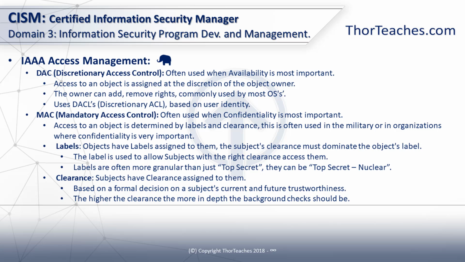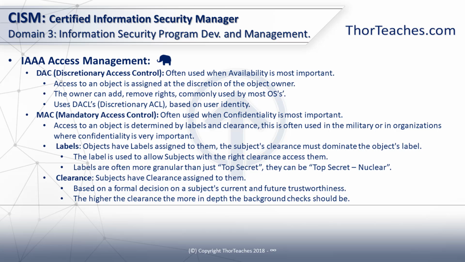So the objects have labels. The subject's clearance must dominate the object's label, meaning it must be higher or equal to. And we use the labels to allow our subjects with the right clearance to access them. But they are often much more granular than just top secret. They can be top secret nuclear, submarine, or something like that. Sometimes, even if you have top secret, you might not be able to access secret because either we don't want the lower level information to contaminate your knowledge, or we don't want you to be able to write down with higher level knowledge to a lower level folder.